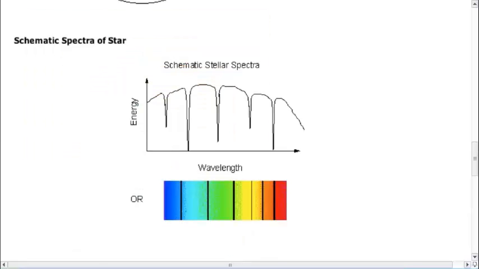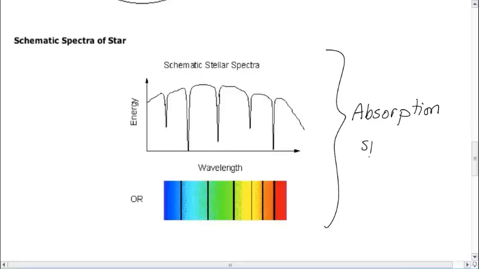So the last concept today is just to show you that there are two different ways of representing an absorption spectra, or an absorption spectrum. Spectrum is the singular, spectra is plural. So we can show it as a band of color, which shows us all the colors in the rainbow, and then a black band where specific colors got absorbed by the gases.